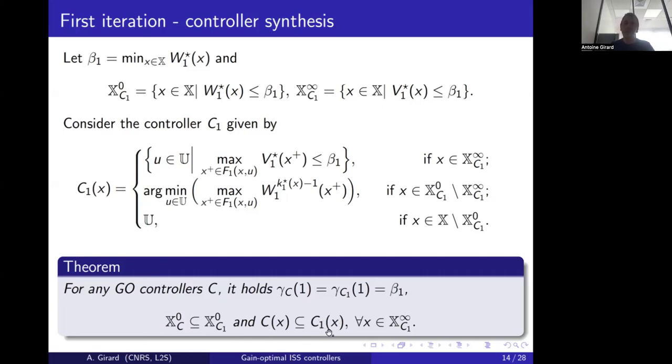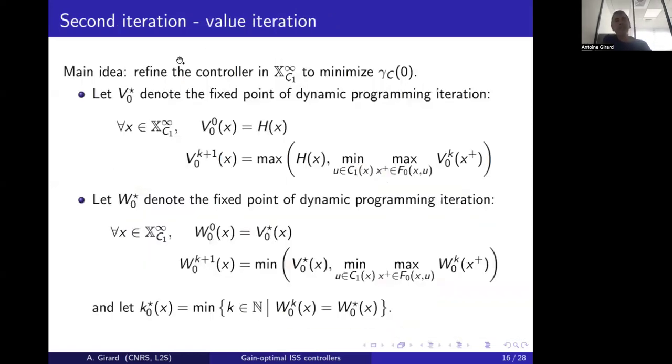So the main idea is to refine this controller inside the attractor to try to reach the gain optimal controller. Basically, I'm going to refine the controller to minimize the gain for the nominal behavior inside the attractor. To do this, I have a similar dynamic programming iteration that I need to solve, right? This will allow me to compute the smallest possible attractor for my nominal system. But what you can see here is that I constrain the choice of inputs to be an input given by the controller C1 that I designed for the worst case behavior.